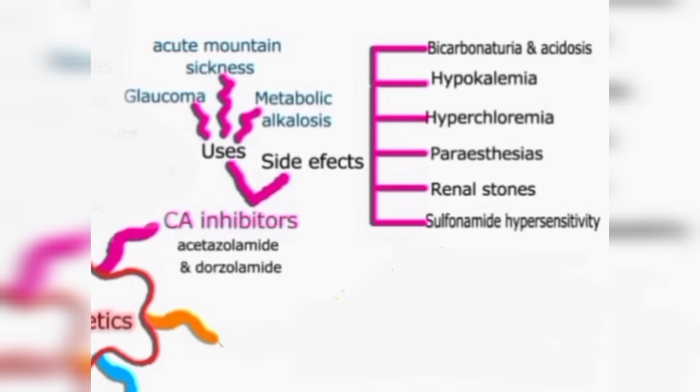The uses we have, it can be used in the treatment of glaucoma, acute mountain sickness, and metabolic alkalosis. The side effects caused here we have bicarbonaturia and acidosis. We have hypokalemia, hyperchloremia, paresthesias, then renal stones, and sulfonamide hypersensitivity.